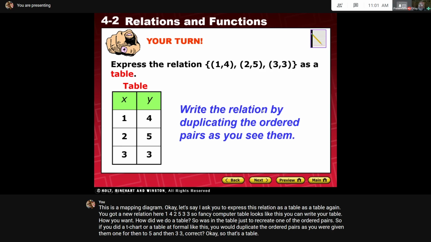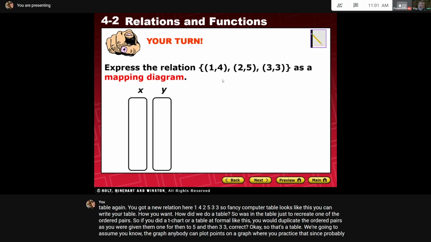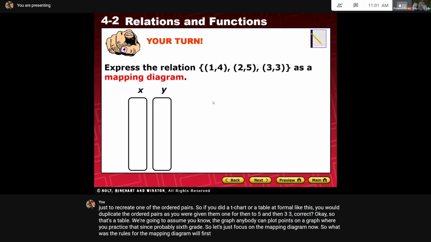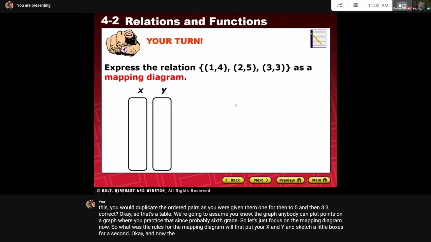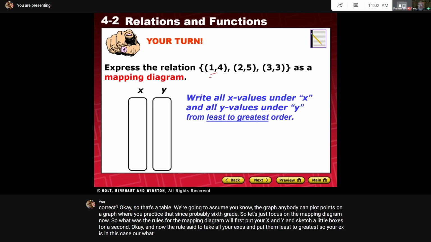We're going to assume you know the graph. Anybody can plot points on a graph. Well, you've practiced that since probably 6th grade. So let's just focus on the mapping diagram now. So what was the rules for the mapping diagram? Well, first, put your x and y and sketch your little boxes for a second. Okay, and now the rule said to take all your x's and put them least to greatest. So your x's in this case are what numbers? They're 1, 2, and 3. Well, that's pretty straightforward. 1, 2, and 3 will give us 1, 2, 3 there for x.